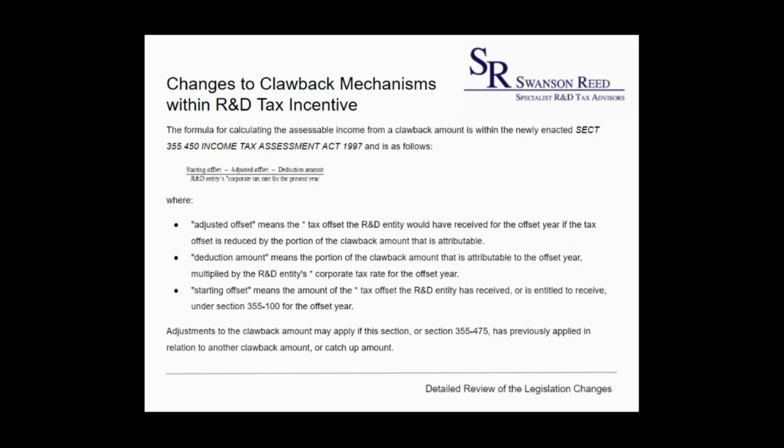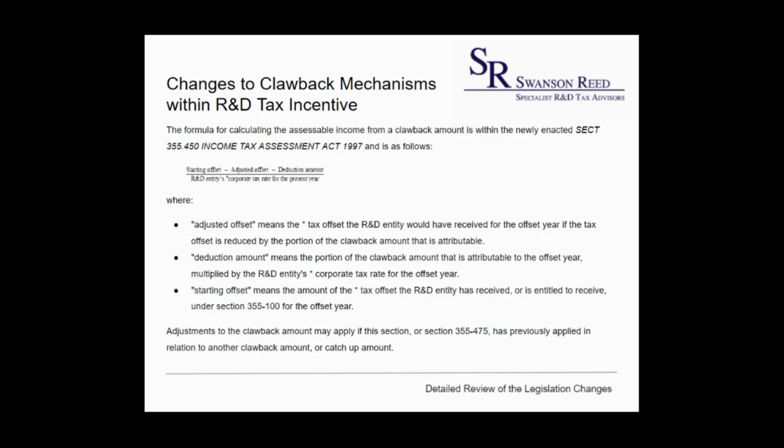The formula for calculating the assessable income under the new clawback amounts is within the newly enacted Section 355-450 of the 97 Tax Act, and is as follows: starting offset minus adjusted offset minus deduction amount, divided by the R&D entity's corporate tax rate for the present year.